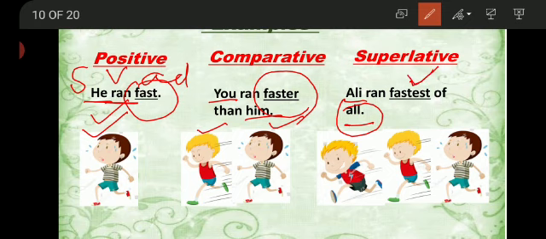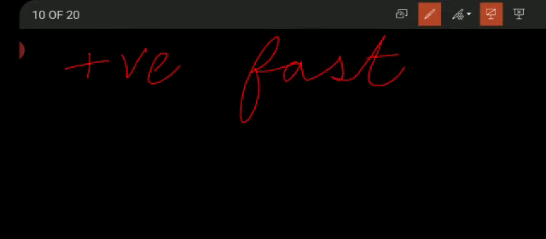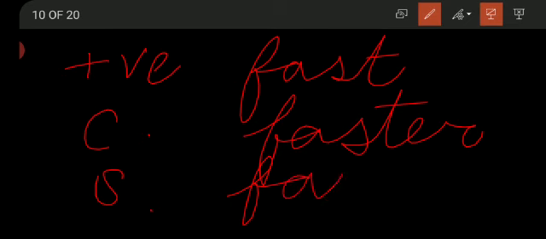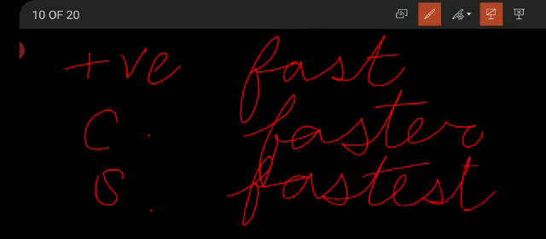Okay, students? So the positive degree is fast, the comparative degree is faster, and the superlative degree is fastest. You may also note how we make the comparative and superlative degrees: we use ER in the comparative degree and we use EST in the superlative degree. Okay?